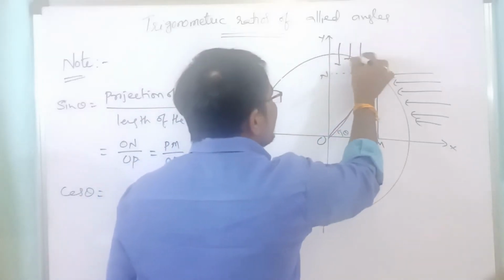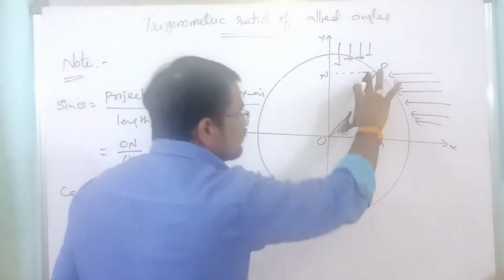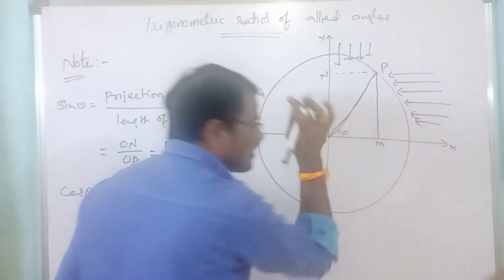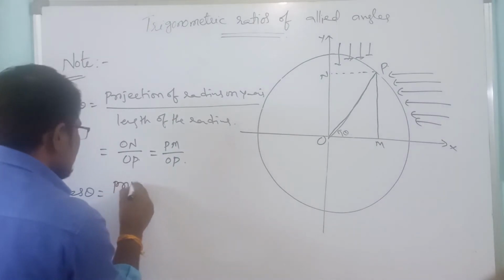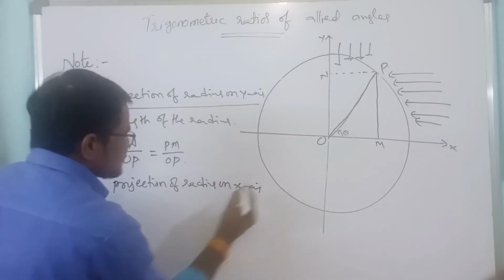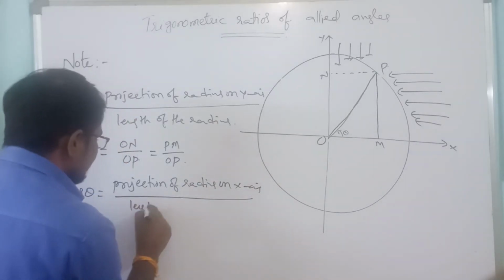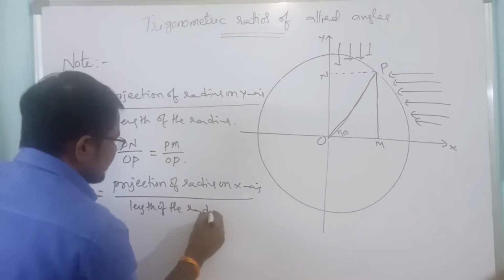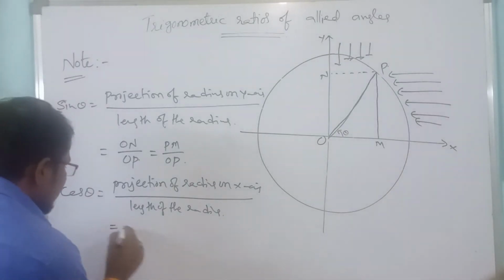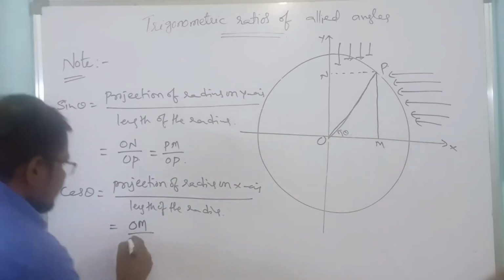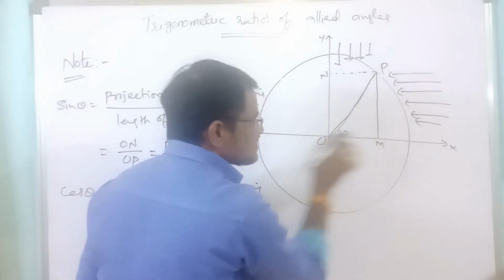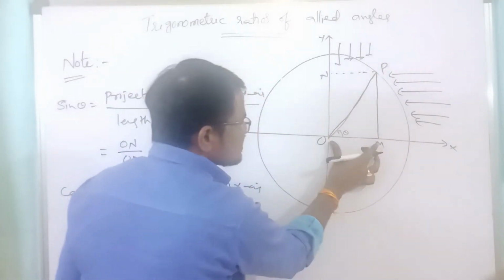Projection of radius OP on the x-axis. The projection of OP on the x-axis, meaning the shadow of OP on the x-axis, is exactly the length OM. So cos theta is the projection of the radius on the x-axis divided by the length of the radius. So the projection of OP on the x-axis is directly OM, by OP, right? If it is a triangle, then there is opposite side, adjacent side, hypotenuse.